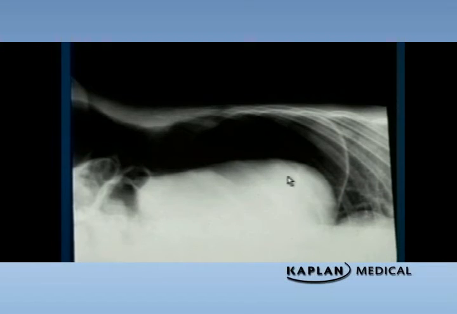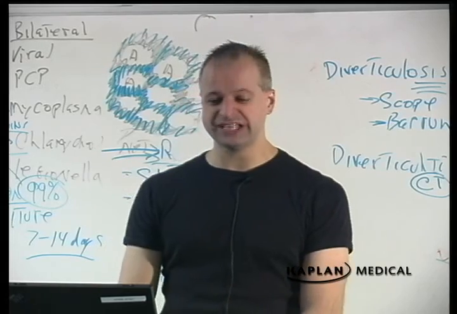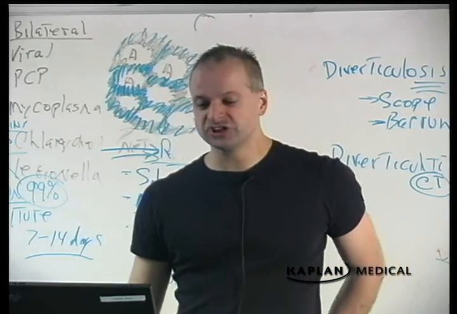The answer is cross-table lateral, looking for the air under the diaphragm. This is a barium study of the upper GI tract. Once again, it shows why the radiologic test is never the most accurate test, because this is a person who's got this crater here, and this is a barium study, and you're seeing an ulcer. This is an ulceration of the duodenum.